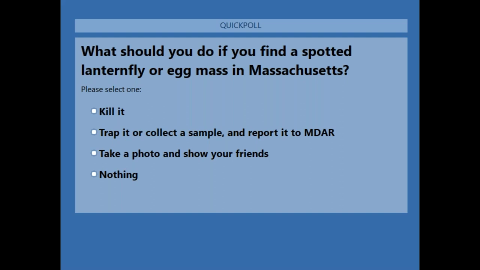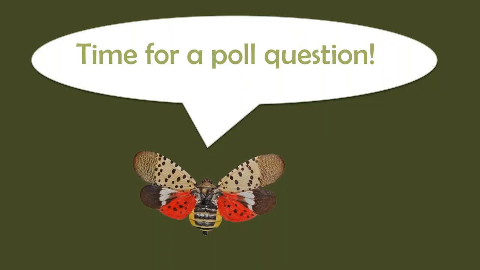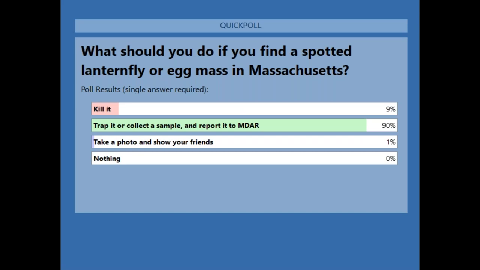In 5 seconds, I'll close the question. Question closed, and 90% got the correct answer, and 9% did not. So the correct answer is trap it or collect, assemble, and report it to MDAR. That was the correct answer.